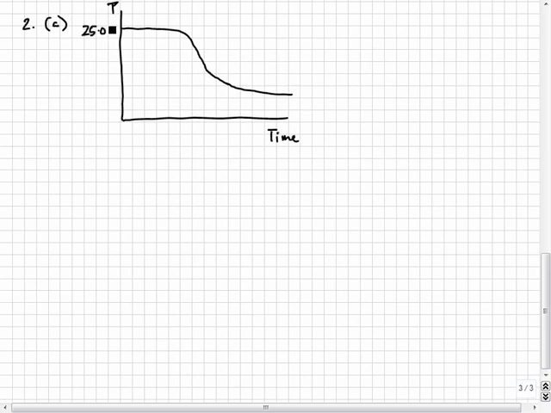Two A. The graph shows the temperature of the solution during the experiment. At the beginning, T is 25.0 degrees C. At the end, when the temperature reaches its final value, T is 21.8 degrees C. So the temperature change is minus 3.2 degrees.